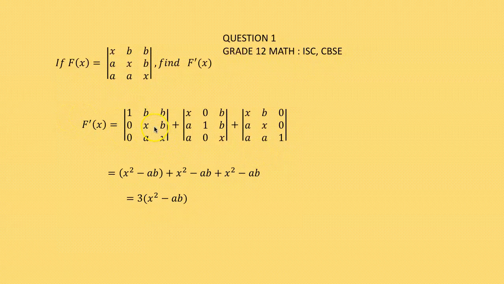Expanding it, this would be 1 into x squared minus ab, minus b into 0 minus 0, plus b into 0 minus 0, plus x into x squared, plus b into 0 minus a, that is minus ab, plus x into x, that is x squared, minus b into a. So you would get 3x squared minus ab.